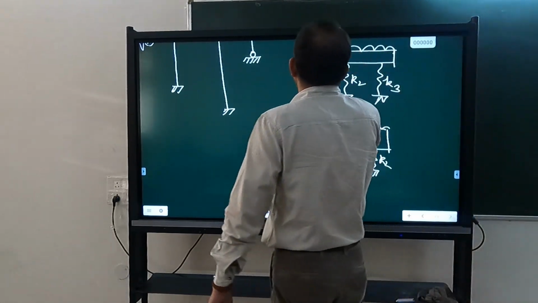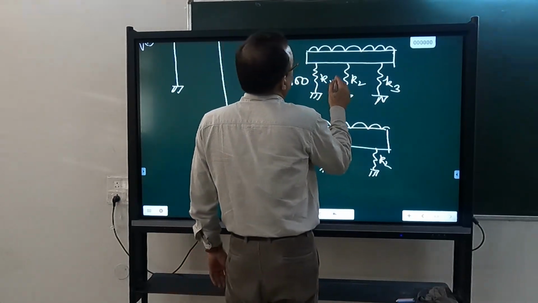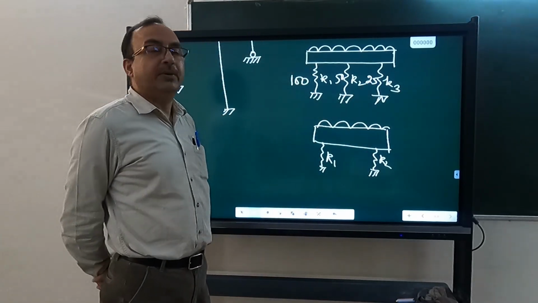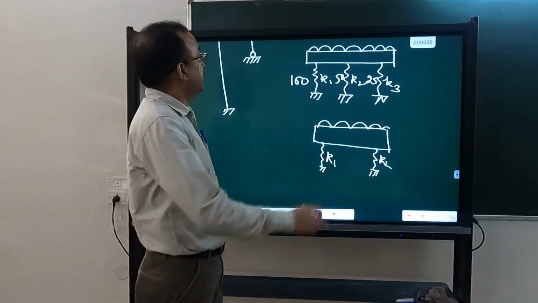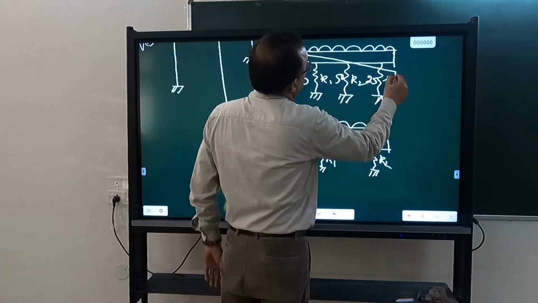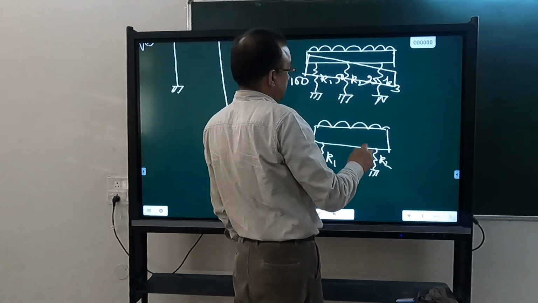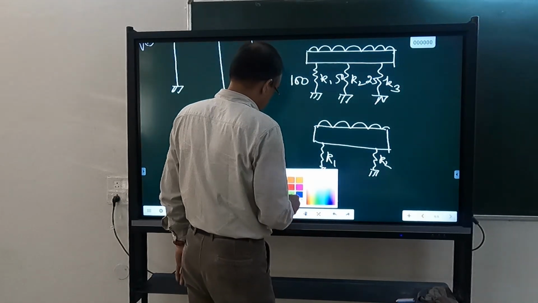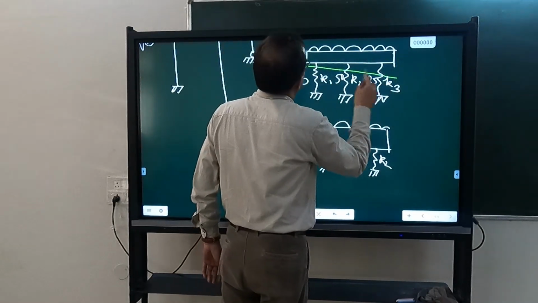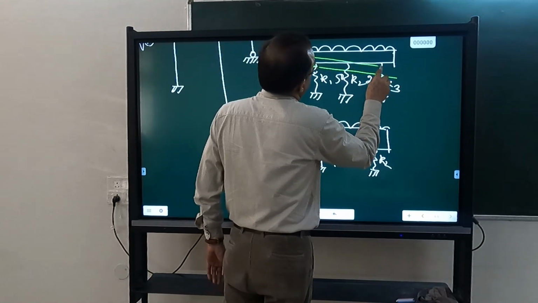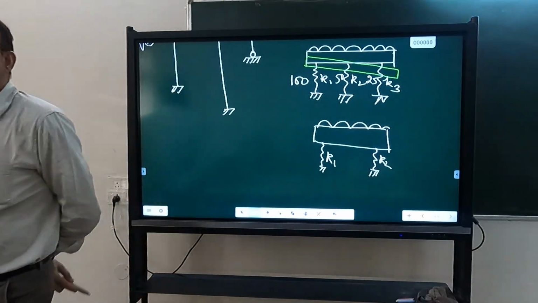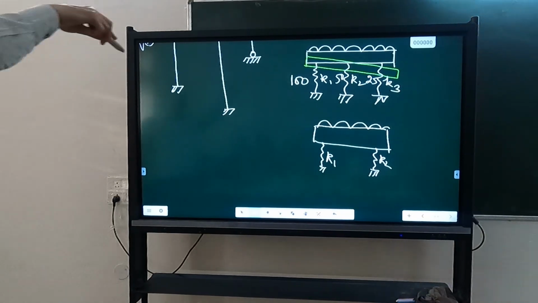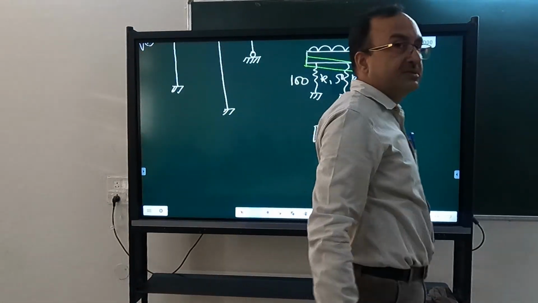Suppose K1 is 100 kN per meter, this is 50 kN per meter, this is 25 kN per meter. So what will happen? It will deform like this. This side will deform less, this side will deform more. You agree? Load is applied uniformly at the top, so wherever the stiffness is less, the deformation is more.